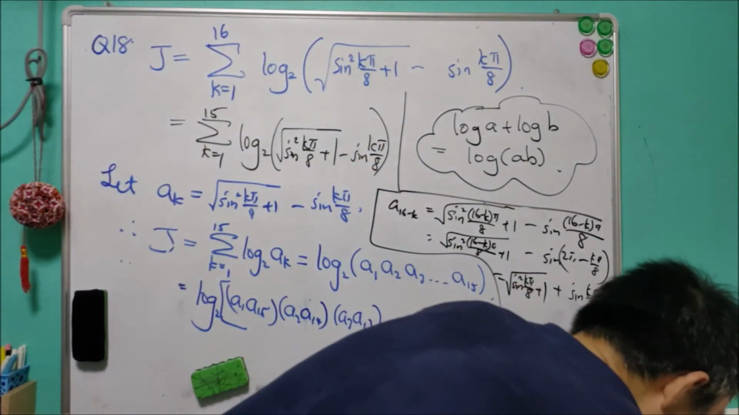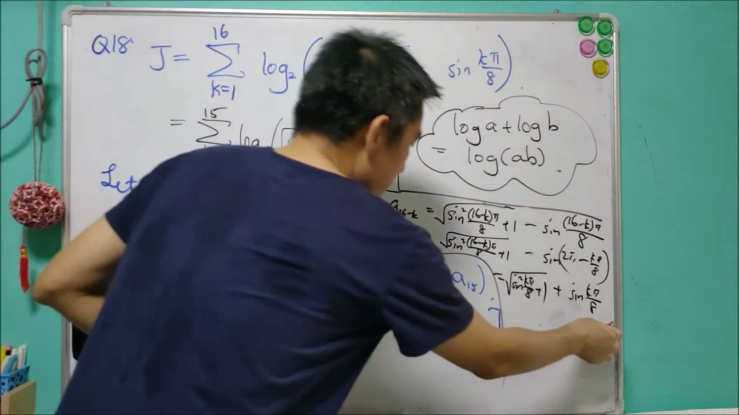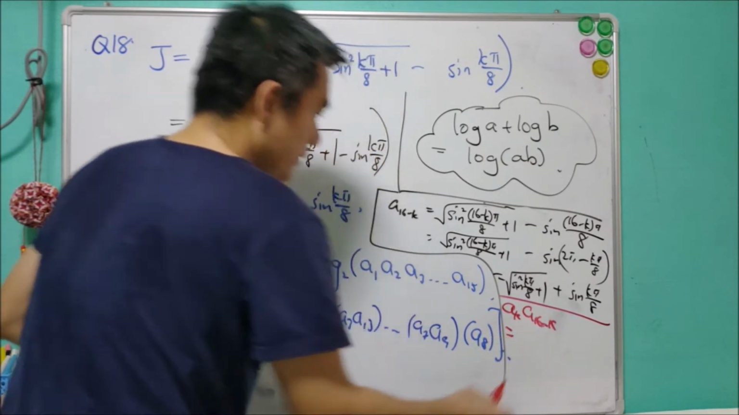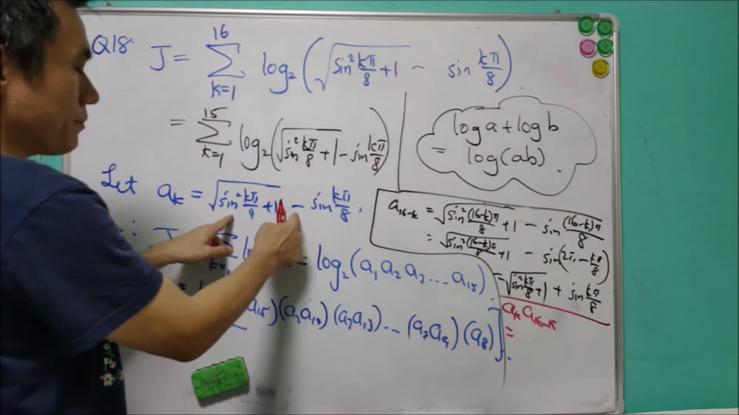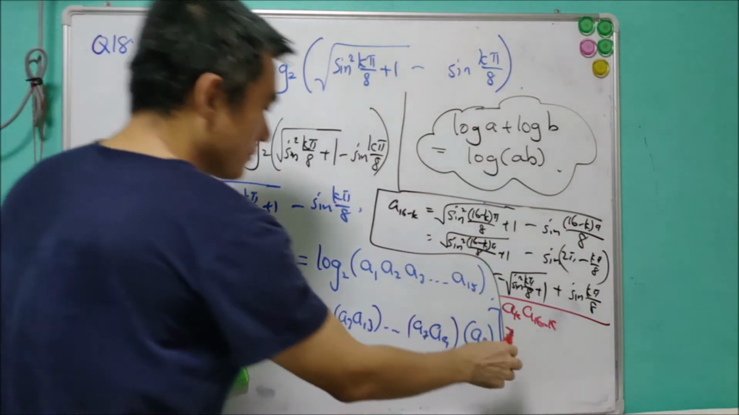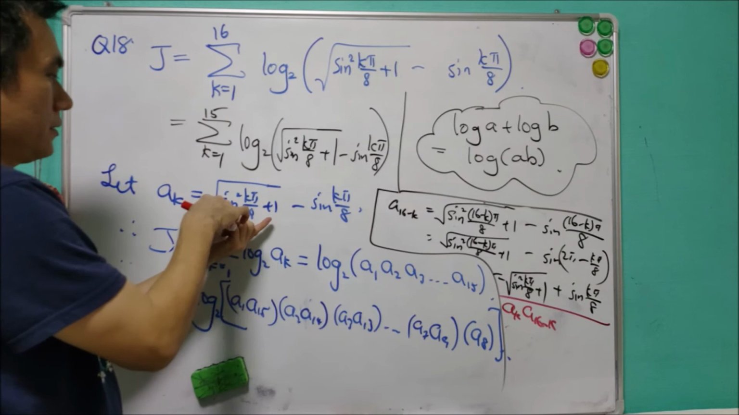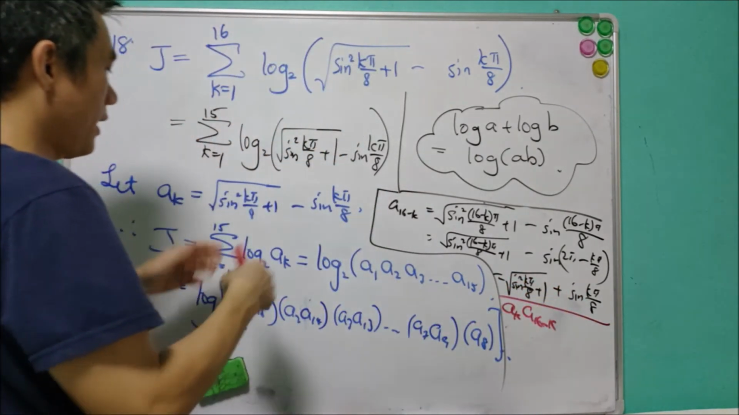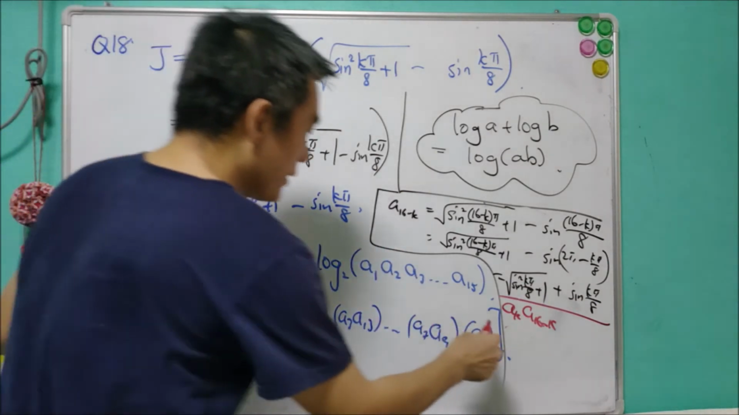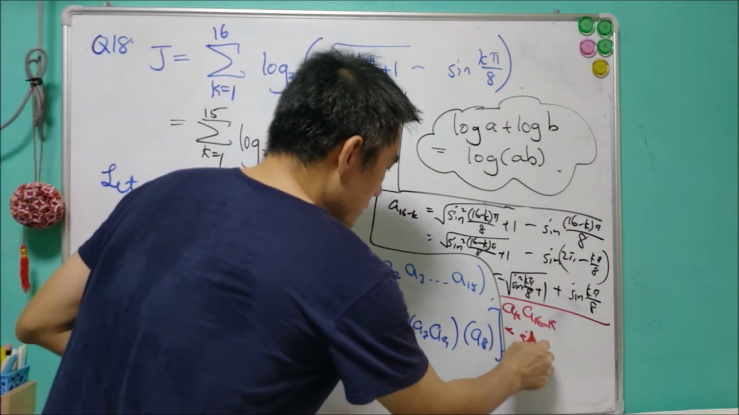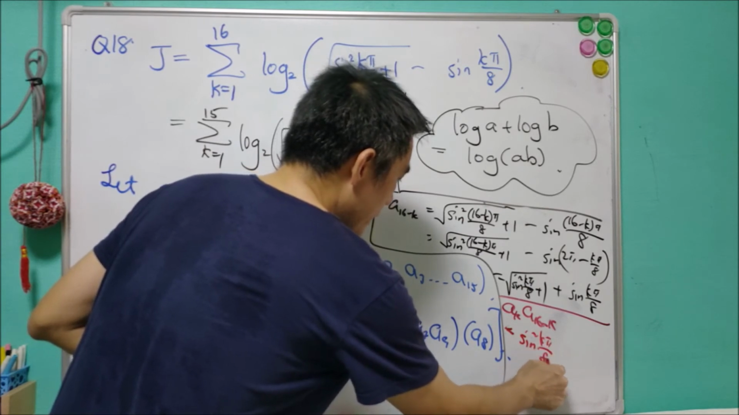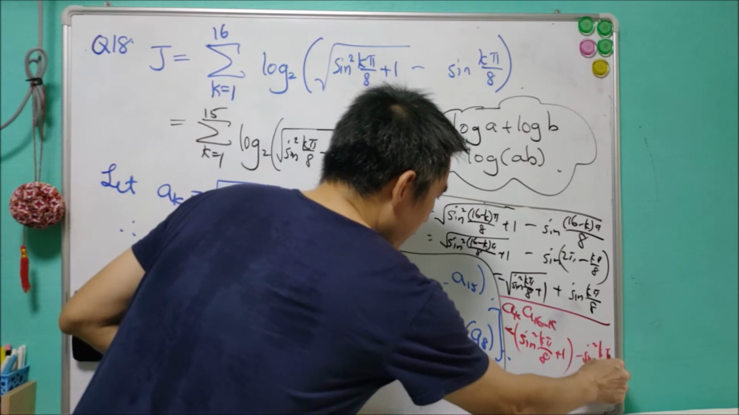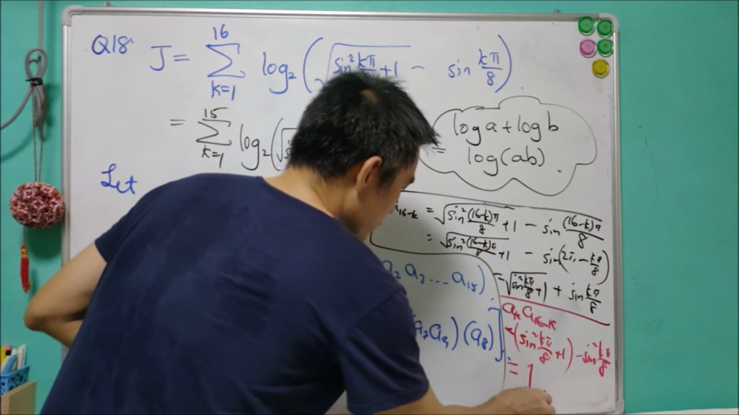And the next thing that we observe here is that the product of a_k and a_(16 minus k) is such that one is plus and the other one is minus. So the product of this will be (x minus y)(x plus y), which means x squared minus y squared. So it will be equal to sine square k pi over 8 plus 1 minus sine square k pi over 8. So this equals 1.